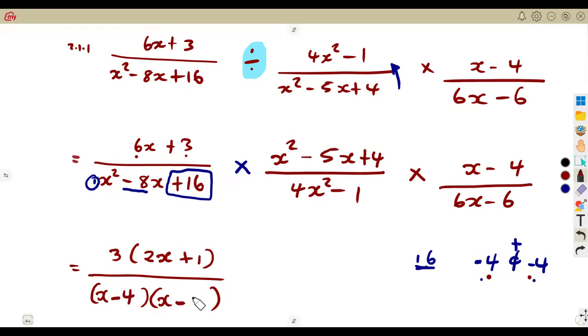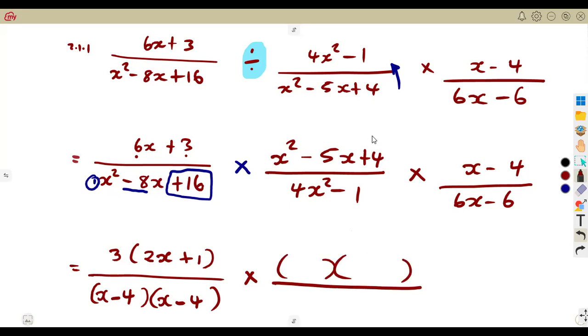So meaning to say, we have a negative 4 and a negative 4 there. Guys, the factorization of quadratic expressions where the coefficient of x squared is 1, make sure that you go through those basics. The revision is important. So let's move on to another part.